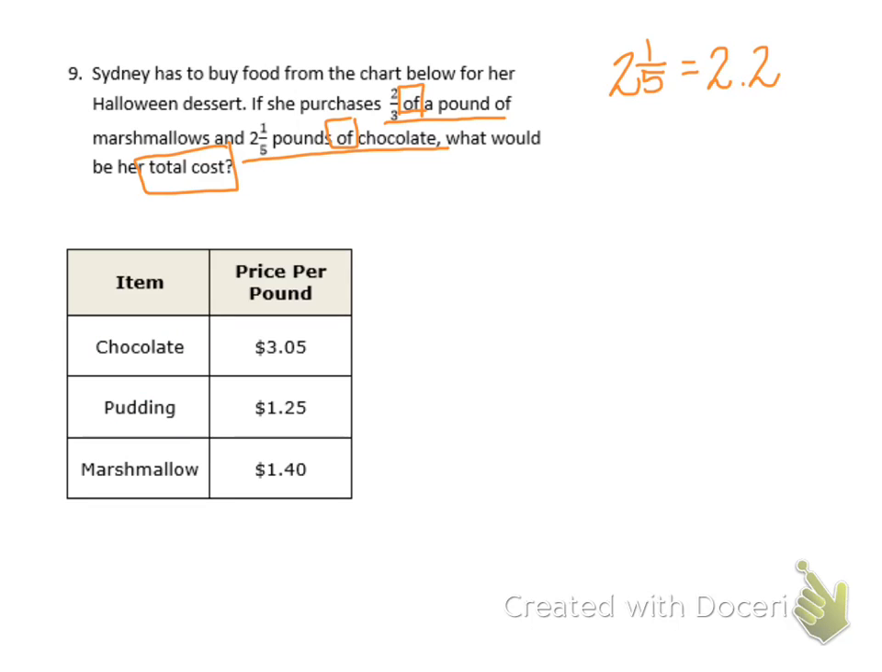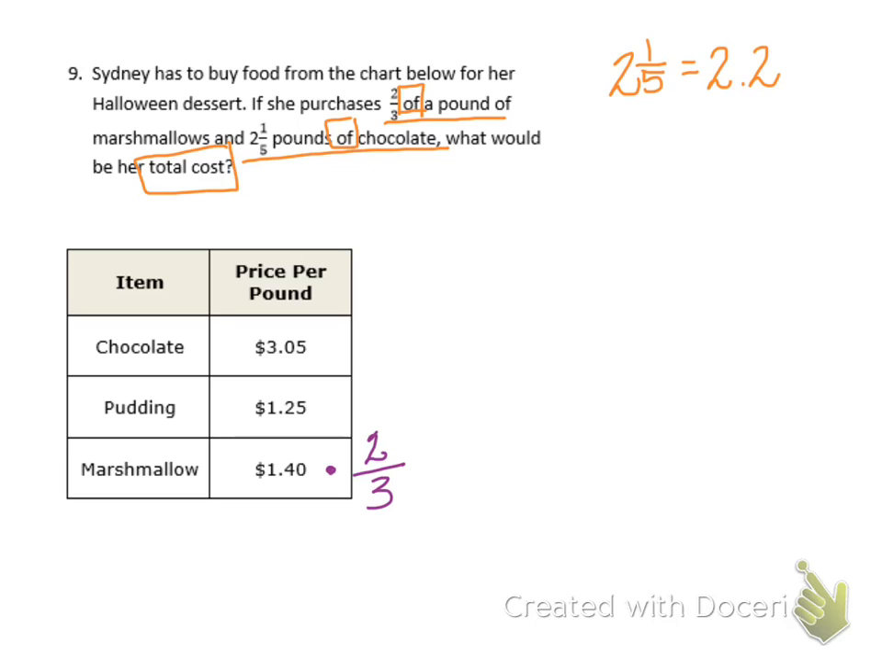Alright, number 9, Cindy has to buy food from the chart below for her Halloween dessert. If she purchases 2/3 of a pound of marshmallows and 2 1/5 pounds of chocolate, what would be her total cost? So I see that word of, which tells me I gotta multiply. So we're looking at 2/3 of a pound of marshmallows. So I need to go to marshmallows on my table here. This problem has multiple steps. So $1.40 times 2/3.